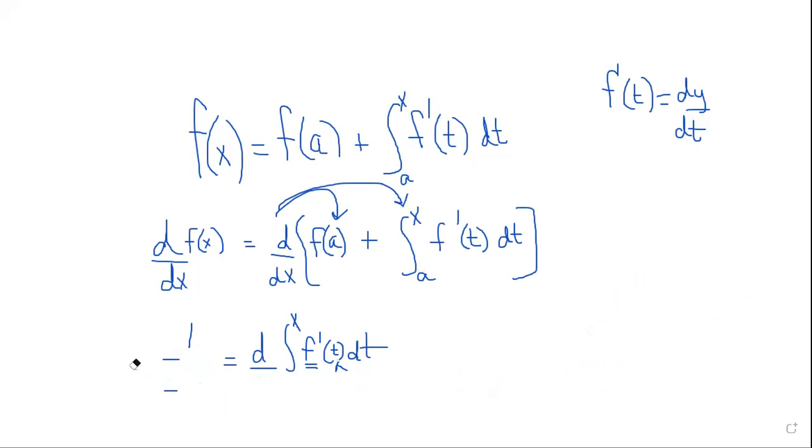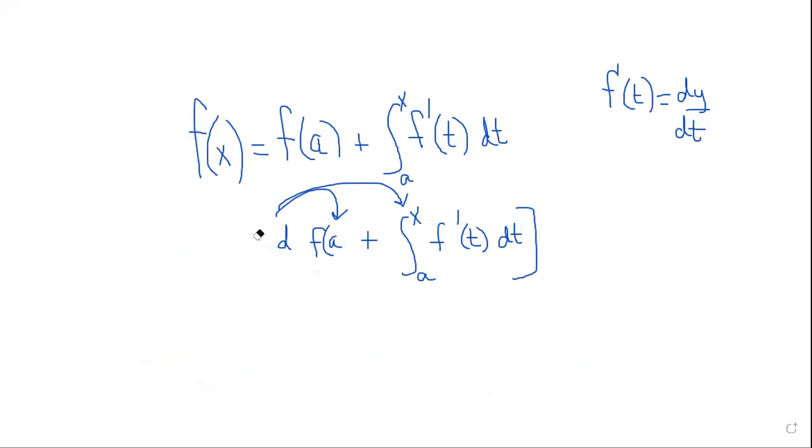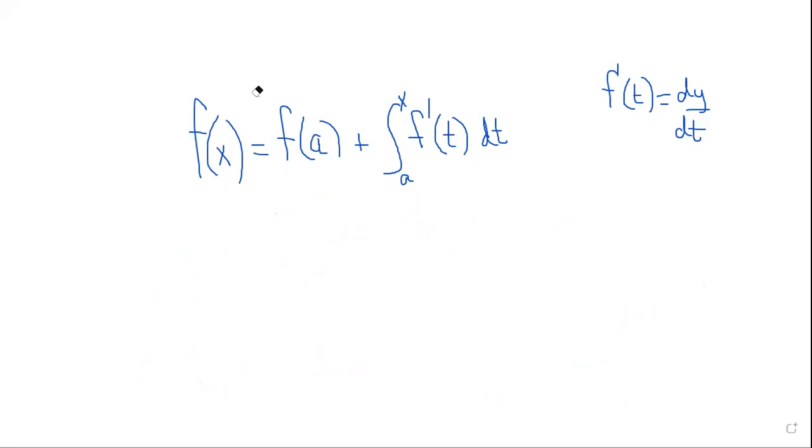Let's go back to the original equation and rewrite it slightly. Now I'm going to isolate that integral. So I'm going to subtract f of a from both sides. And what I get is this expression.